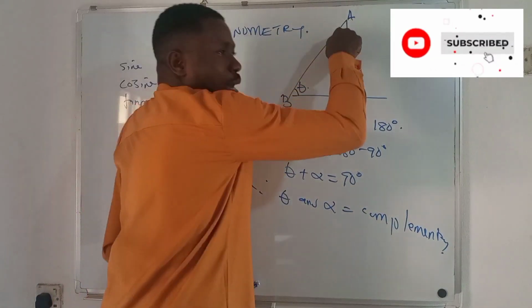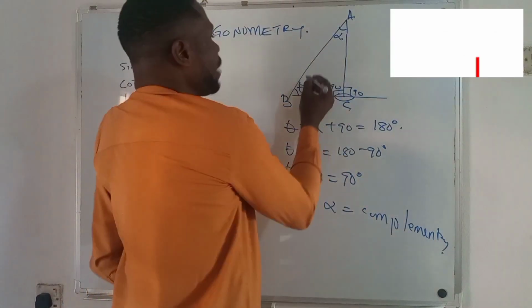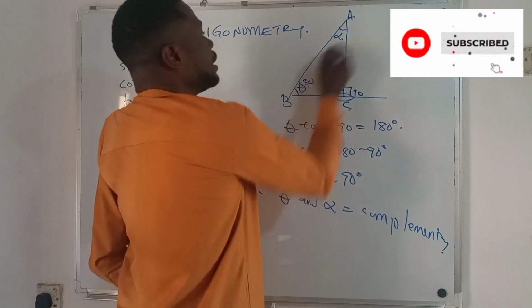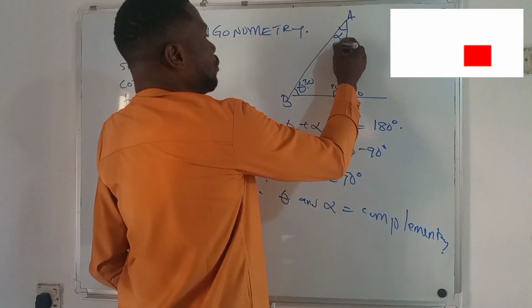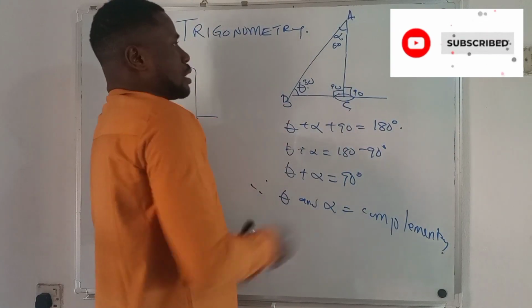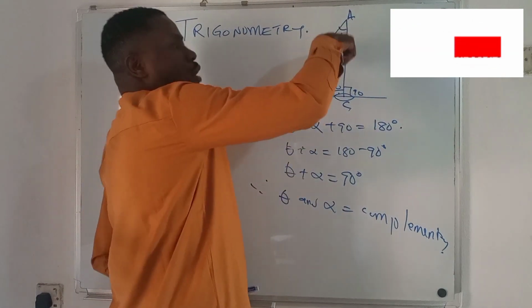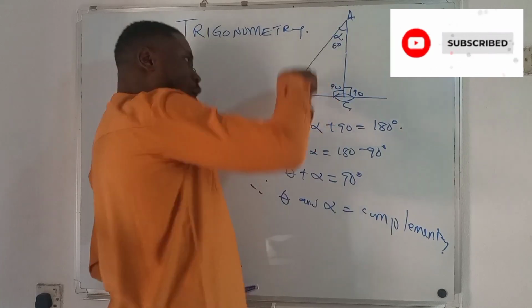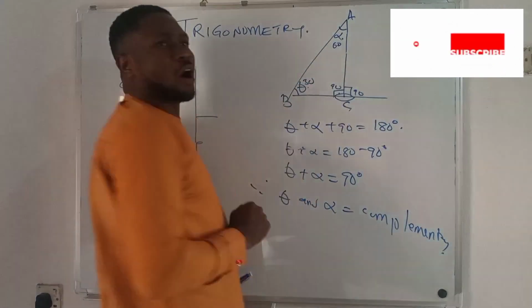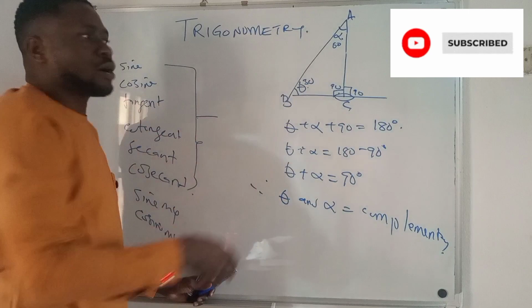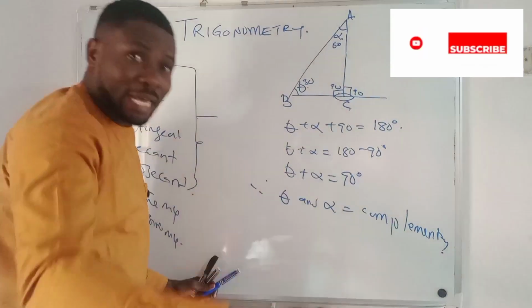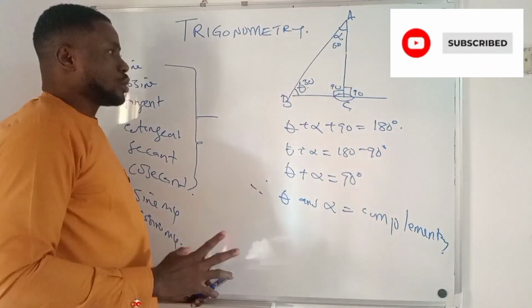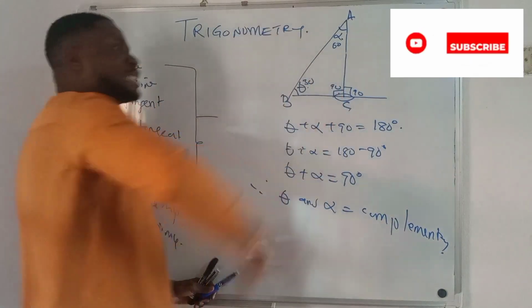That tells us that this angle complements this one. What that means is that if here is 30, here will definitely be 60. This angle will complete this one so that the total angle in the triangle will be 180 degrees. Please take note. So you can now see that this is a right angle triangle.